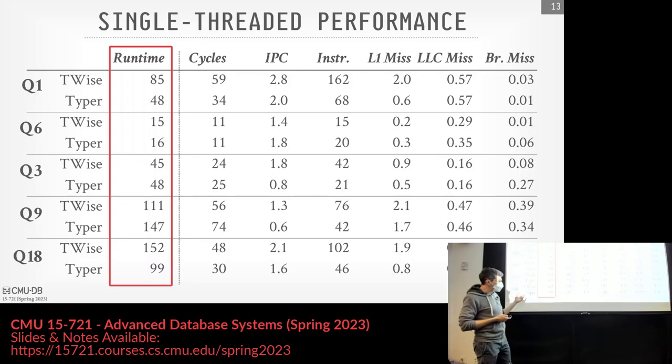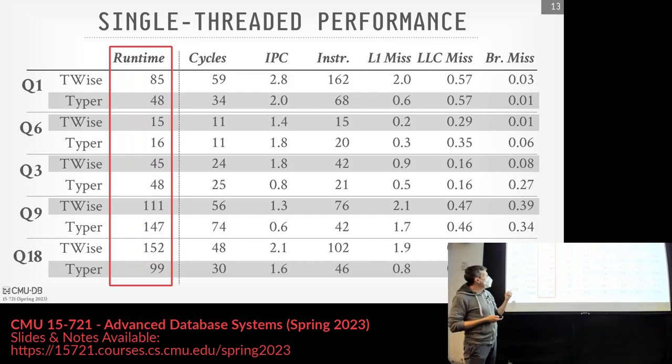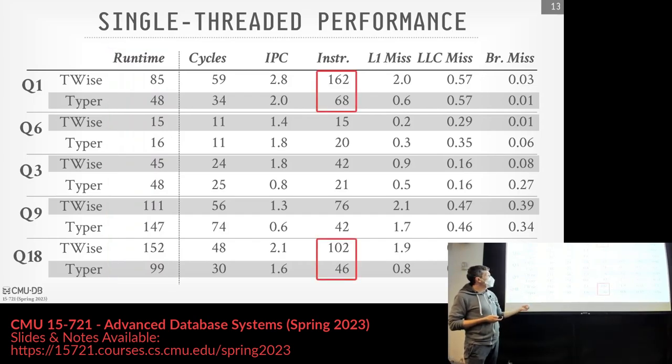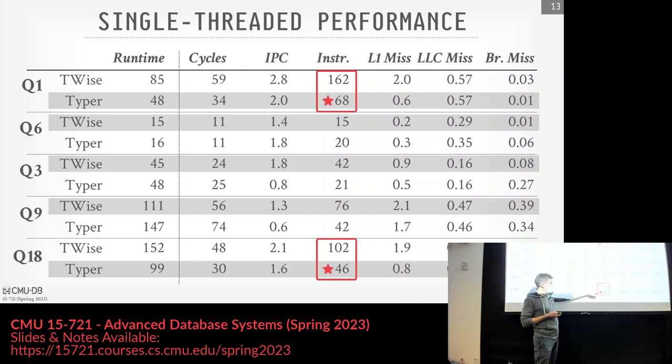As we go along, to understand which one's actually better, I'll just use the shading here. If the row is shaded, it means that was the faster one for these queries in these different groups. All right, so let's start with the first case where Typer was doing better, Q1 and Q18. If we look at this column, the number of instructions, you can see that VectorWise is executing almost double the number of instructions as Hyper. In this case, lower is better because fewer instructions is good.